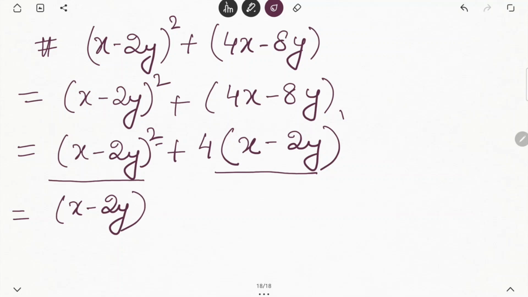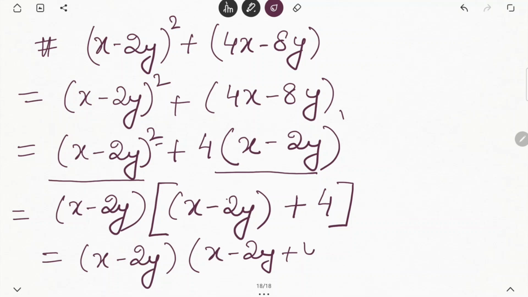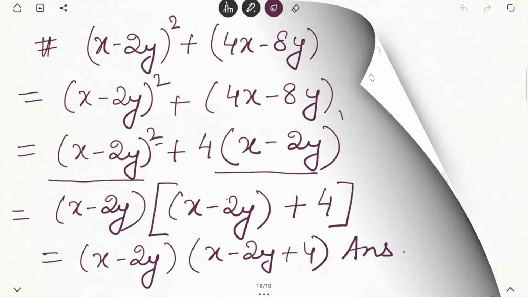Okay, so after taking out x - 2y common, what will be left in the first term? From (x - 2y) squared, it means (x - 2y)(x - 2y), right? I have taken 1. So I will definitely be left with 1 more x - 2y. Okay, and from this second term, I am left with 4. So my final answer will be (x - 2y), and here I'll open the bracket, (x - 2y + 4). This is the answer.